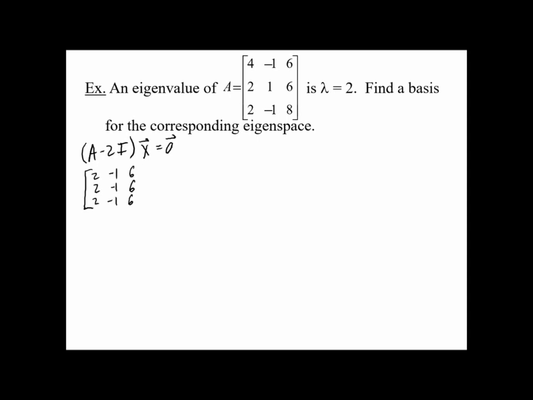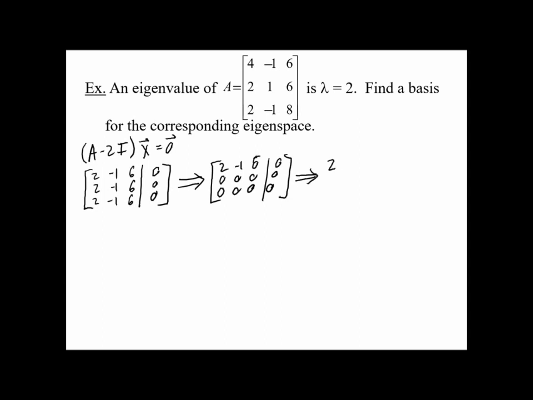I think I see a pattern here. And 0, 0, 0. And certainly, the second and third rows don't matter. So we get 2, negative 1, 6, 0. And so this tells me that 2x1 minus x2 plus 6x3 equals 0.